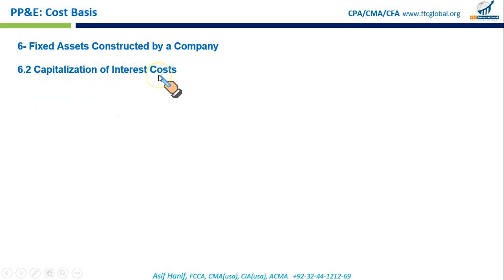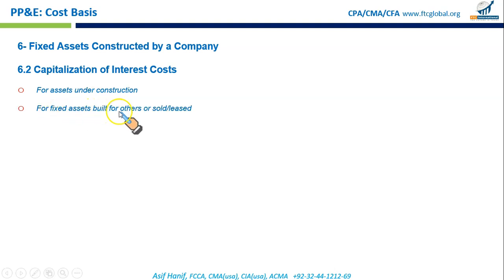Capitalization of interest cost. We discussed this topic a little while ago. It means interest costs relating to constructing fixed assets. They are added to the cost of that asset based on certain rules. First, for assets under construction, like buildings or machinery, interest costs are added during the construction period, not once the asset has been completed. No interest after that can be added.